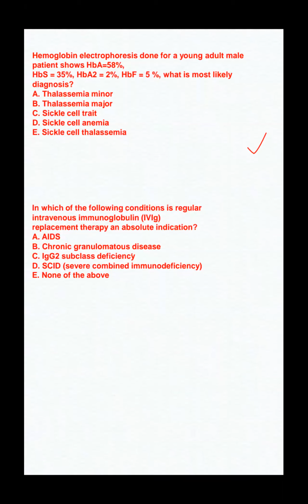Hemoglobin electrophoresis done for a young adult male patient shows HbA 58%, HbS 35%, HbA2 2%, HbF 5%. What is the most likely diagnosis? Thalassemia minor, thalassemia major, sickle cell trait, sickle cell anemia, or sickle cell thalassemia?